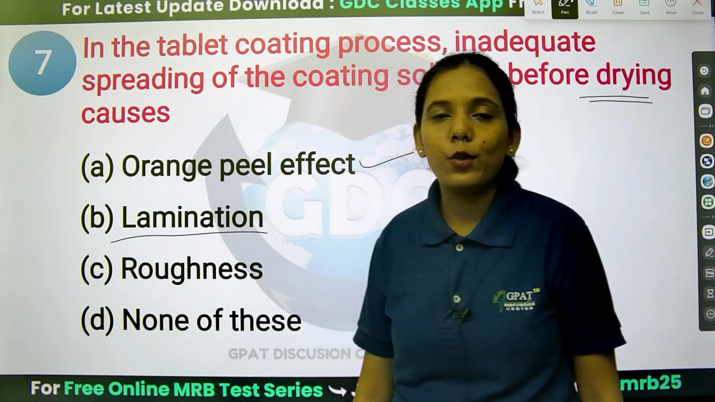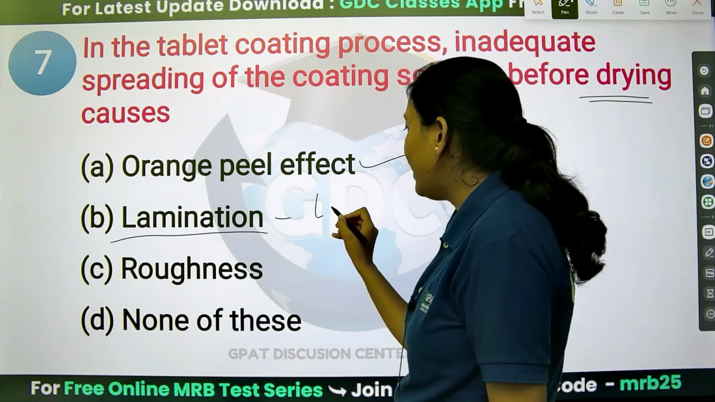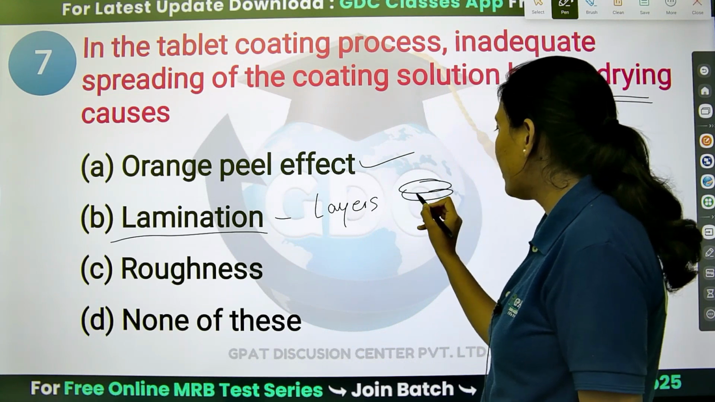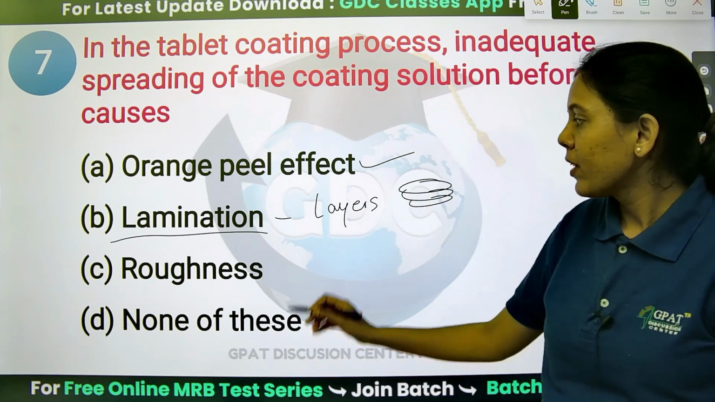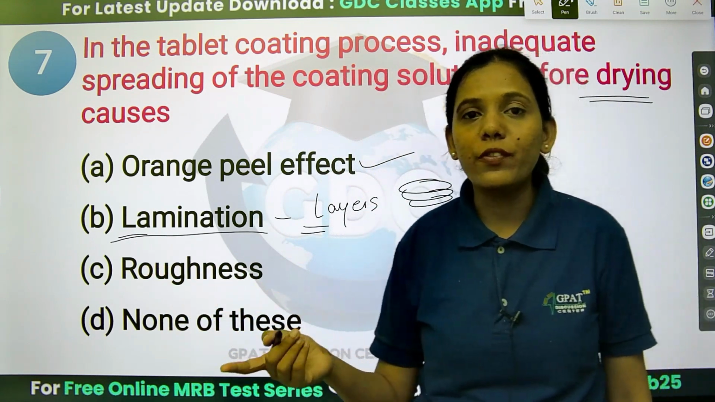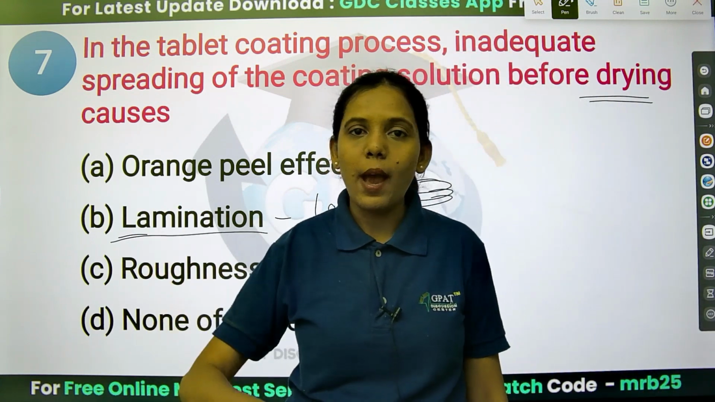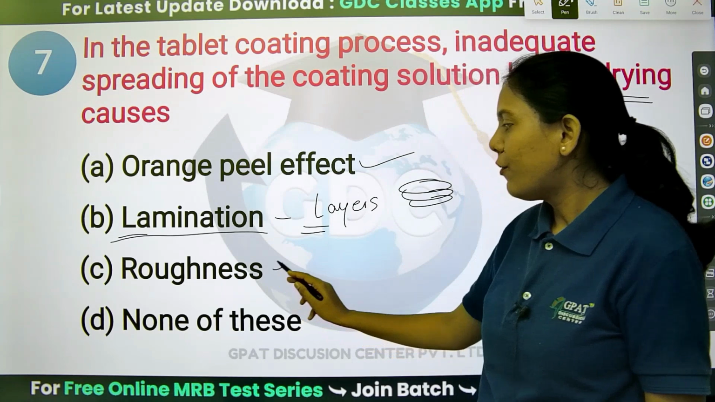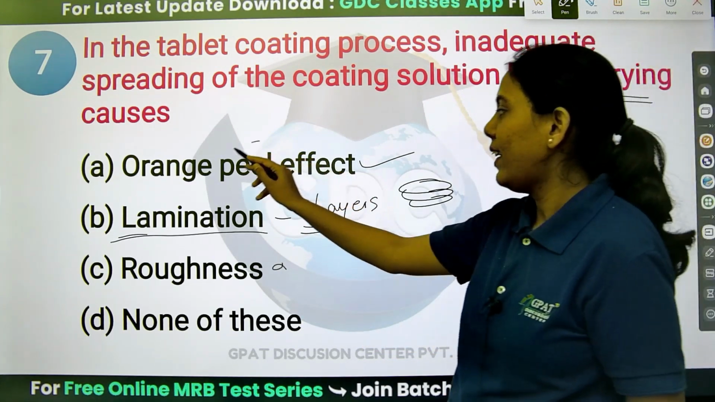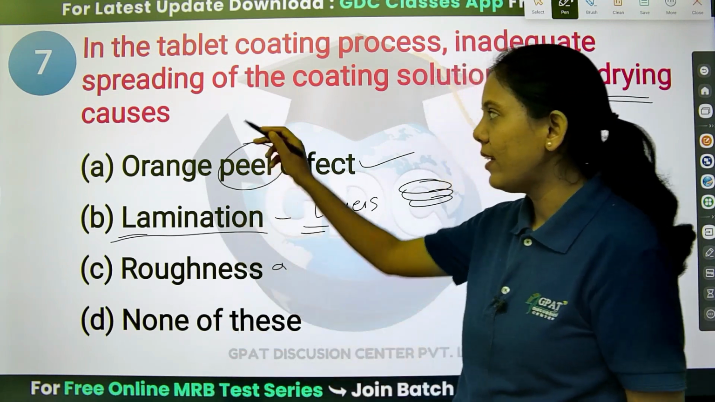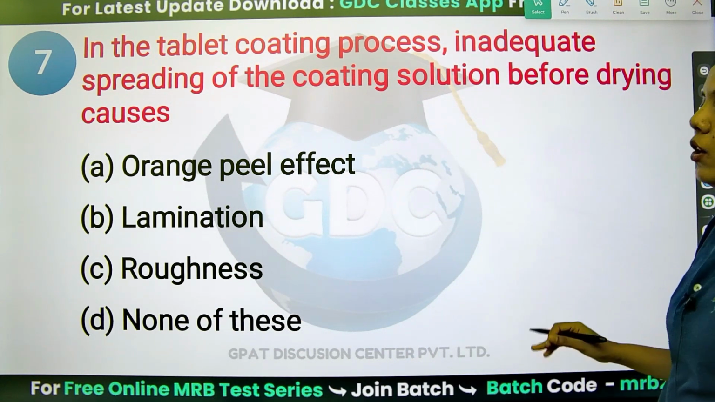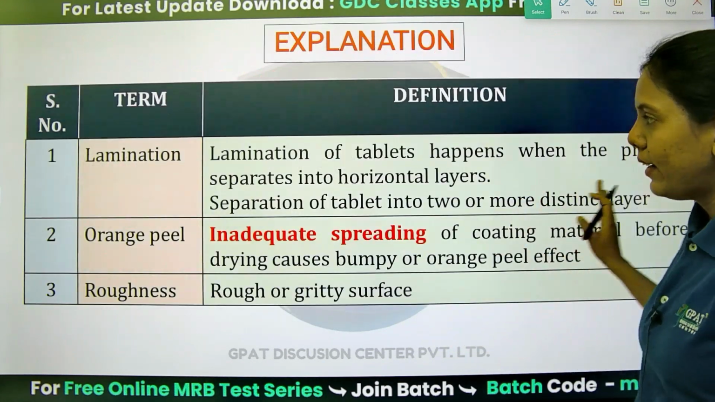Lamination is not related to the coating. Lamination means layers. A tablet will be removed as layers like this. Layers will be there of the tablet, right? So LL you can remember. Lamination means tablet will be removed as layers, and that is related to the tablet, not related to the coating. Roughness, it is not there, okay? So option A, that is orange peel effect. Peel indicates the skin, okay? So it is like a coating only. Orange peel effect. So option A, orange peel effect is the right answer, okay?